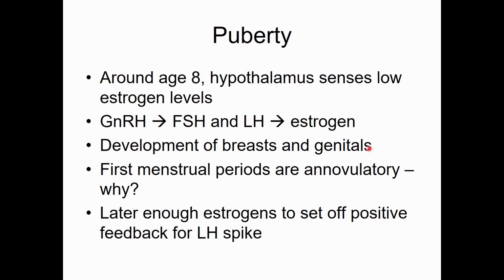ovulation. Now later on, as she matures, and that could be 6 months or that could be a year, then her follicles are mature enough to produce those high levels of estrogen that are then able to set off that positive feedback mechanism, the LH spike, and therefore ovulation.